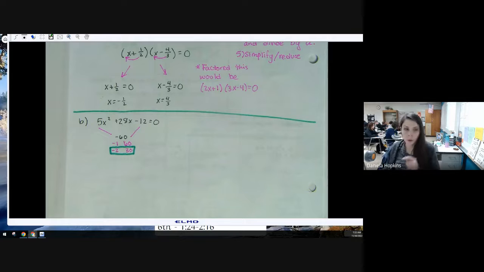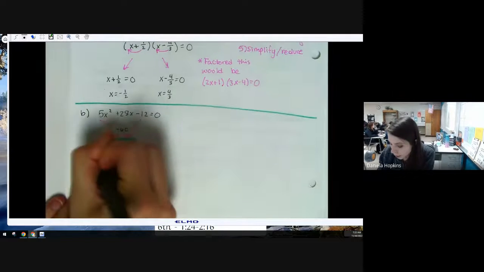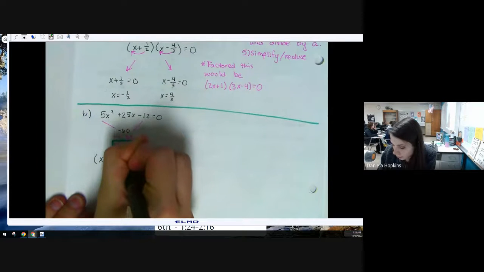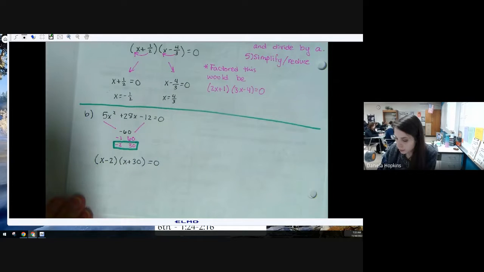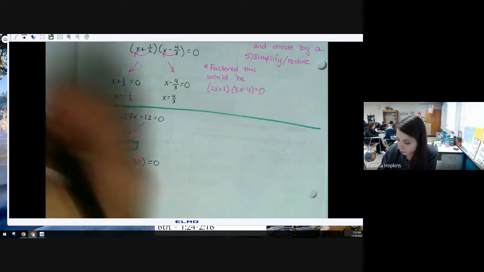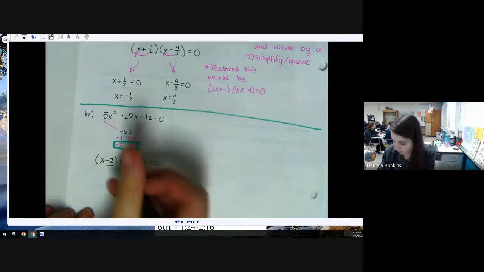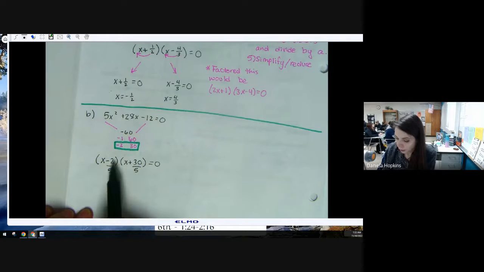So what we're doing different than what I showed you yesterday is now you're going to take those factors and you're just going to write x minus 2, x plus 30 equals 0. But then take both of these parts and throw them over your a term. So divided by, what am I dividing by? 5. All right, 2/5.